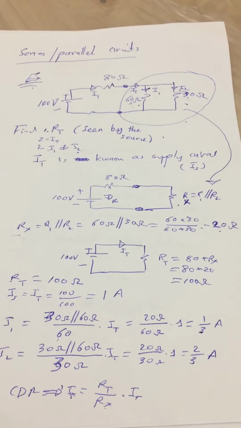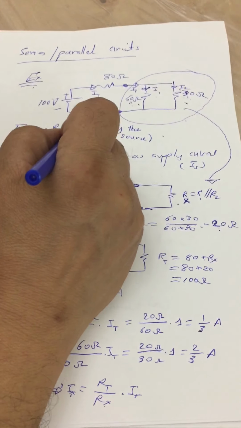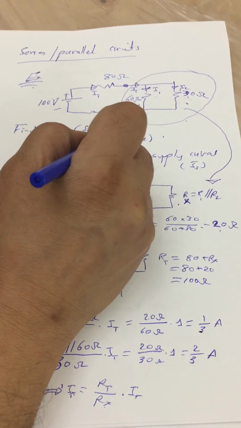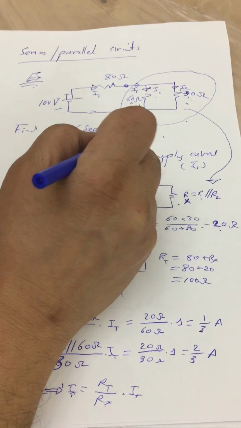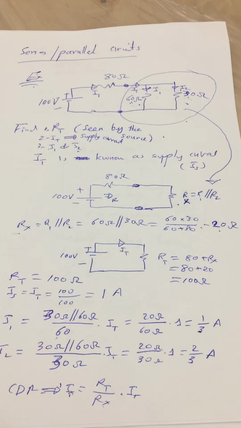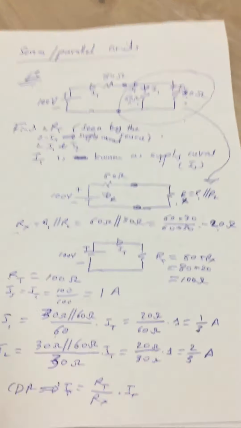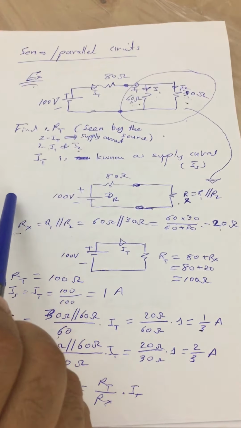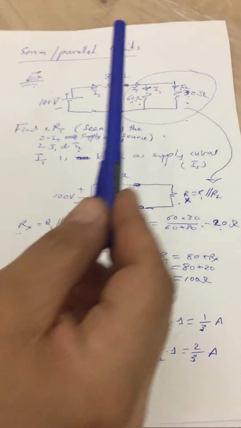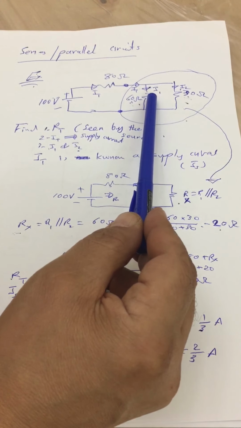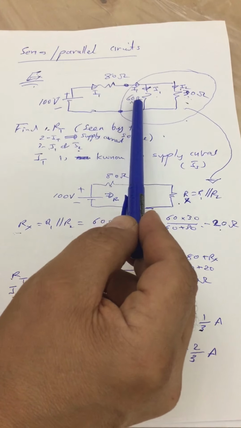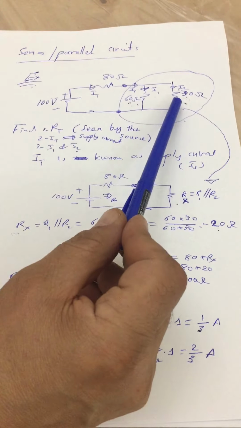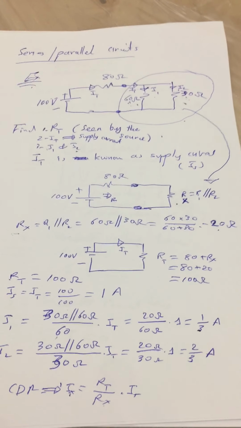I total, usually we call it supply current. Why supply current? Because this current is supplied by the source. We want to find it. And also we want to find I1 and I2. I1 is the current passing through the 60 ohm resistor, while I2 is the current passing through the 30 ohm resistor.